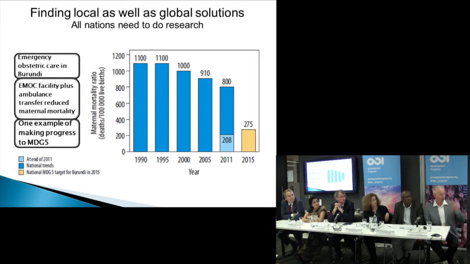This is just one example taken from the World Health Report of emergency obstetric care in Burundi. And what it shows you, very briefly, is a country with a very high maternal mortality ratio. And what they did was to develop an emergency obstetric care facility, including ambulance transfer with a local telephone exchange and operator. And what it shows really is that in 2011 they were able to bring down the maternal mortality ratio in this particular district very, very dramatically and get below the MDG target.